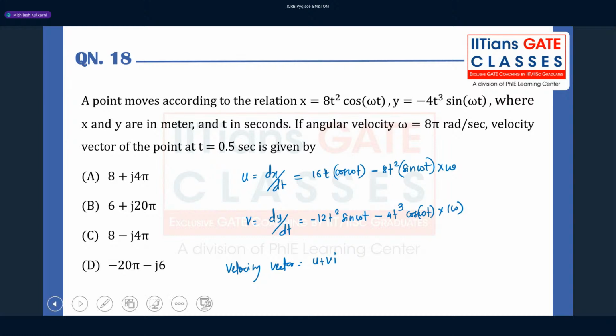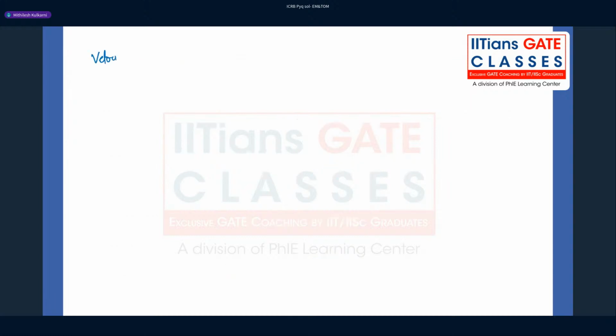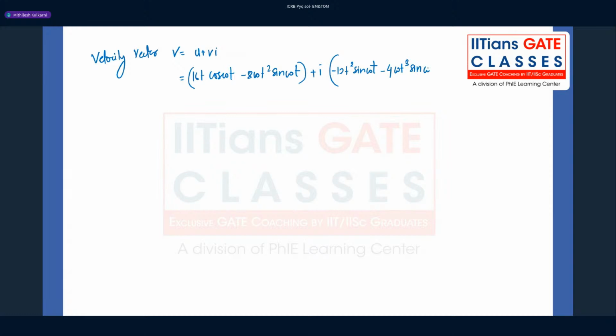So overall velocity vector, I'll write here. Velocity vector v is equal to u plus vi. So that is equal to 16t cos of omega t minus 8 omega t square sine of omega t. So this is our u part plus I times v part is like minus 12t square sine of omega t minus 4 omega t cube sine of omega t.